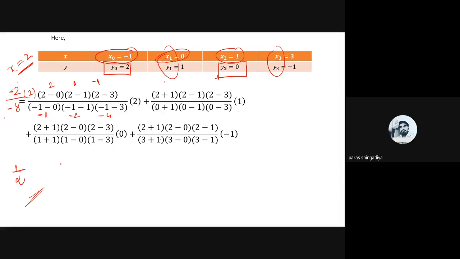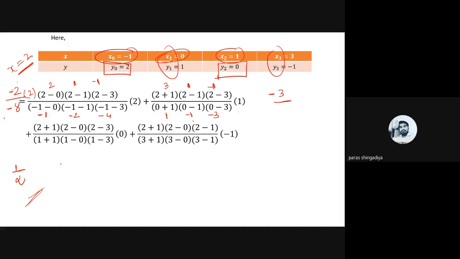Now the answer of the second term. 2 plus 1 is equal to 3. 2 minus 1 is equal to 1, and 2 minus 3 is equal to minus 1. So 3 into 1 into minus 1, 3 into 1 into minus 1, so what will the product be? That is equal to minus 3. Okay, that is simple. And now the denominator. 0 plus 1 is equal to 1. 0 minus 1 is minus 1, and 0 minus 3 is minus 3.